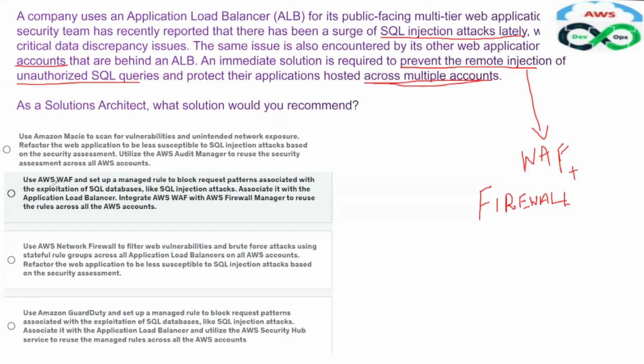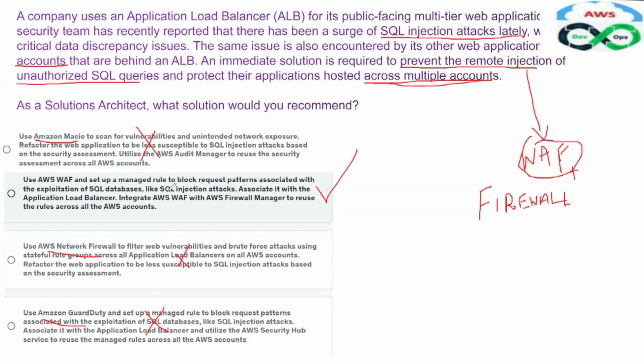And if you see the answers here, first is talking about NACL, which is not applicable in this case. Then they are talking about network firewall, that is also not applicable in this scenario. Then GuardDuty, no, because it has a different use case. So basically the answer is this: use WAF. Okay, so WAF is anyways here.